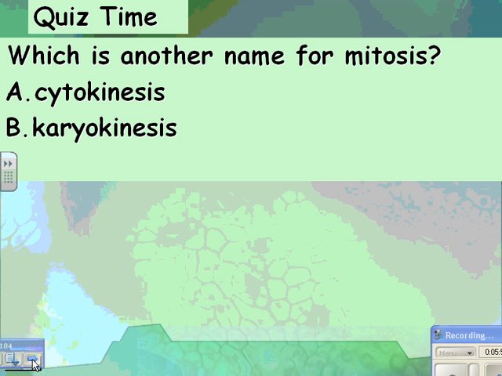Which is another name for mitosis? Okay, so with mitosis, you're separating the DNA. Karyo is nucleus, so karyokinesis. Cytokinesis is just separating the cytoplasm.